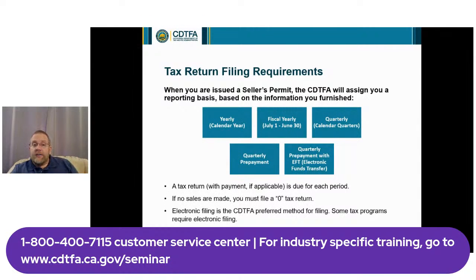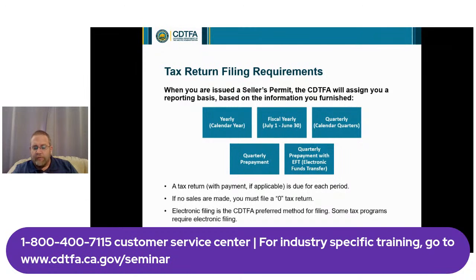You're required to file. When you got your seller's permit, we gave you a filing basis. So that's yearly, January through December, fiscal yearly, July through June, quarterly, so every 3 months. Quarterly prepayment, that means every 3 months, but you're paying every month. It's important that you make a tax return for each period, even if no sales existed.